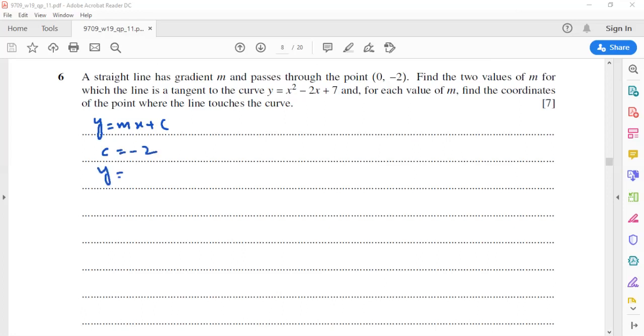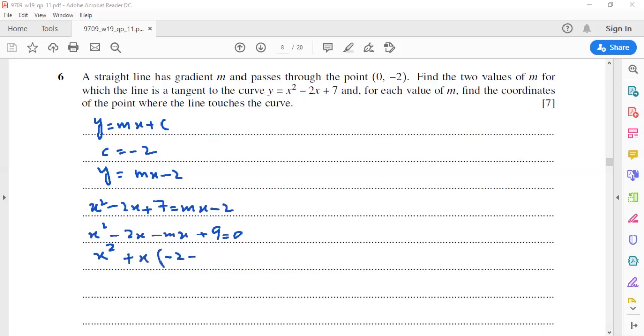So the equation will become y = mx - 2. Now this line is tangent to the curve. So we compare both of these by eliminating y and solve. So x squared - 2x + 7 = mx - 2. When we simplify this, we get x squared, then -2x - mx, plus 9 equals 0. Taking x common, we are left with x squared + (-2 - m)x + 9 = 0.